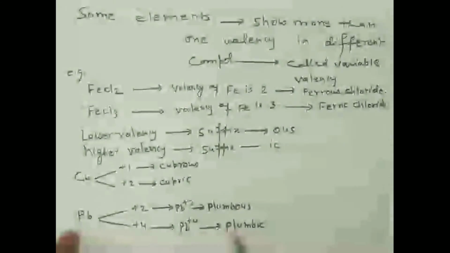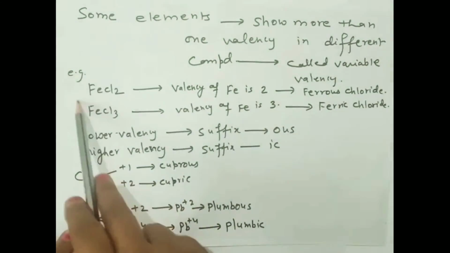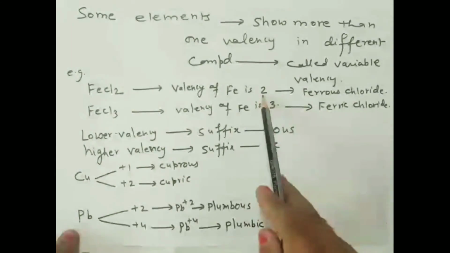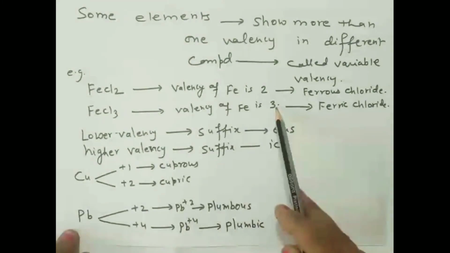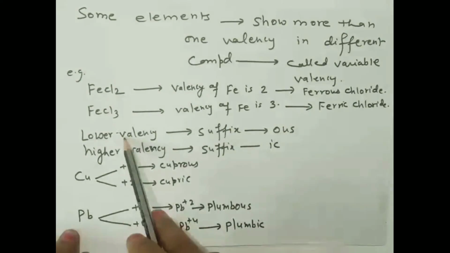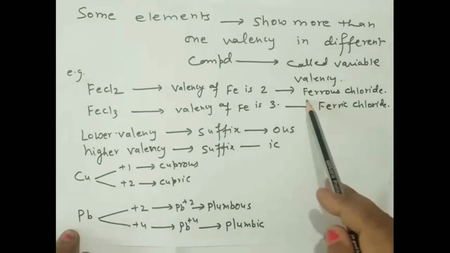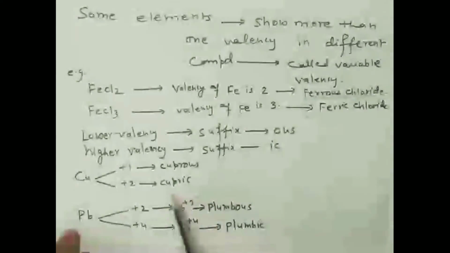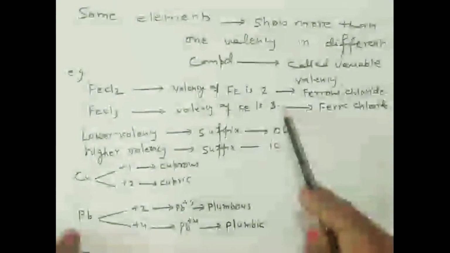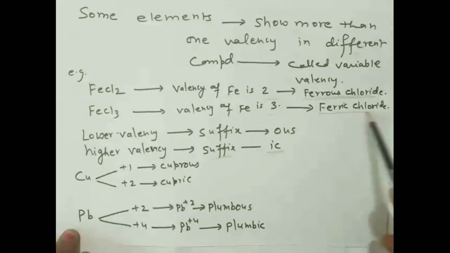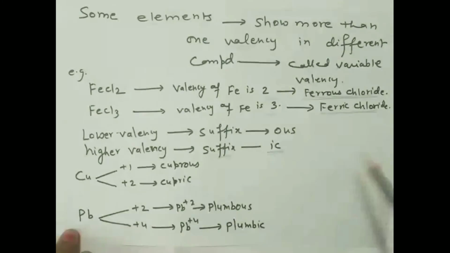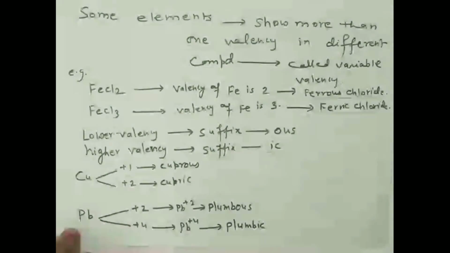For example, in FeCl2, the valency of iron is 2. In FeCl3, iron has valency 3. The lower valency takes the suffix -ous, so we call it ferrous chloride, and the higher valency 3 takes the suffix -ic, so we call it ferric chloride. So ferrous chloride and ferric chloride are named due to the different valency of iron in different compounds.